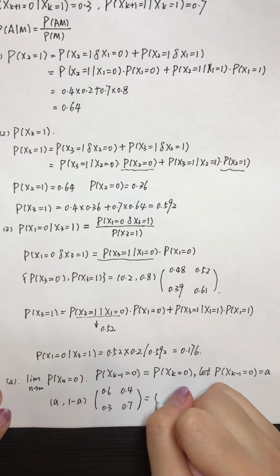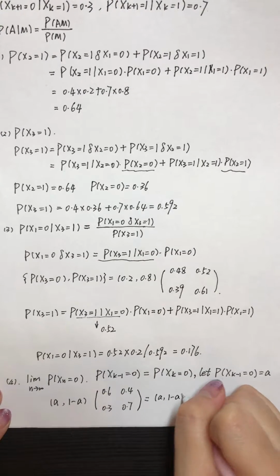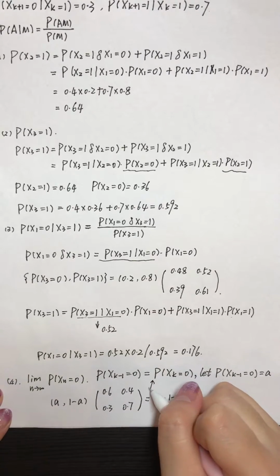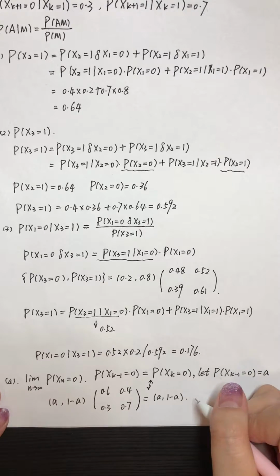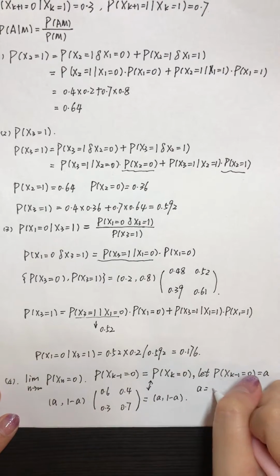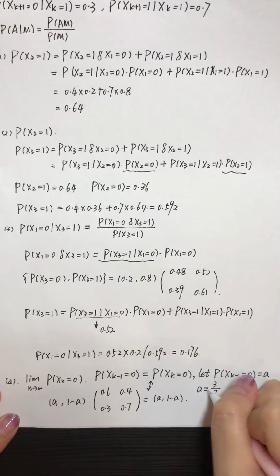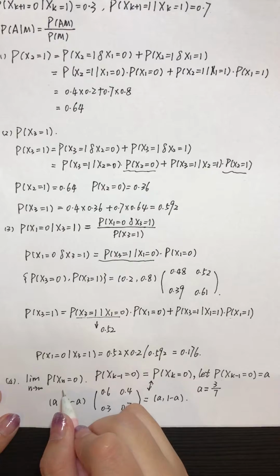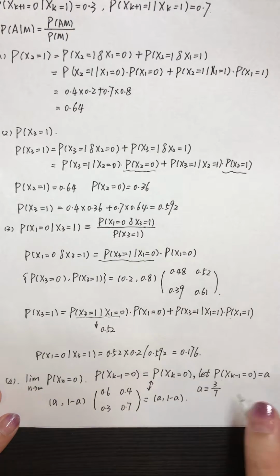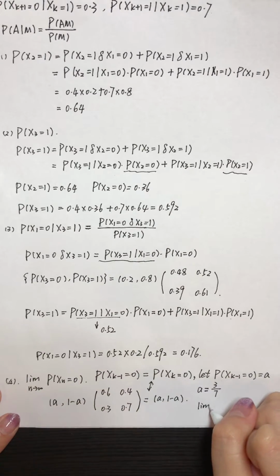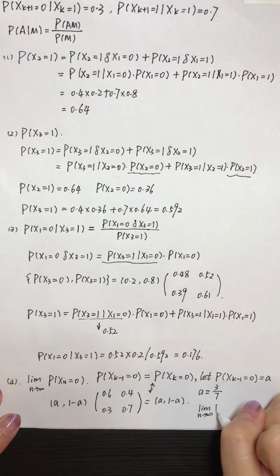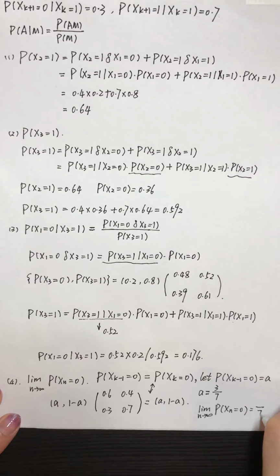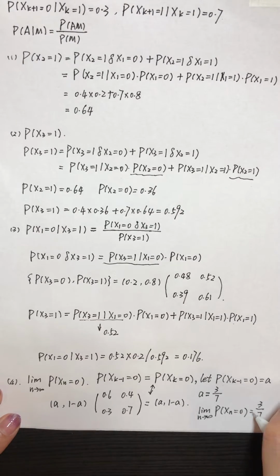This one equals the probability of this. This is the same as this. And if we solve this equation, we can get a equals 7/3. So the limit we want to solve is 3/7.